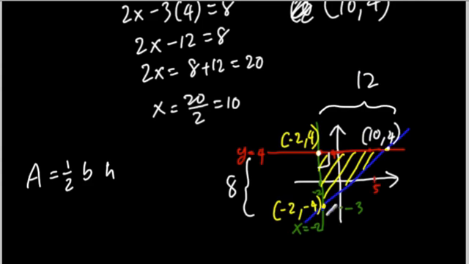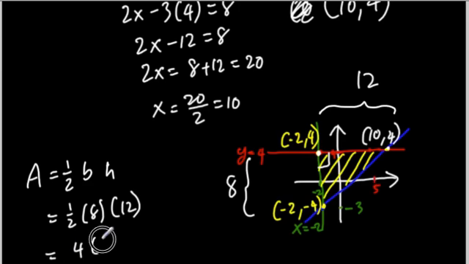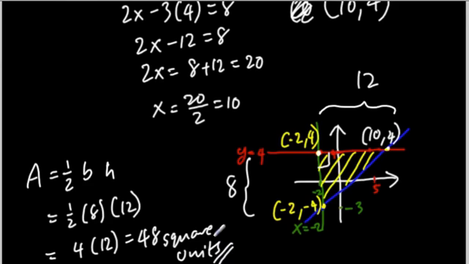So we basically have the base and the height of this triangle, and now we just need to plug that in. So it's half times 8 times 12, which is equal to 4 times 12, which is equal to 48 square units. It's very important to put square units for this. All right? So anyways, that's our solution for this question, and this was the last question of the test.